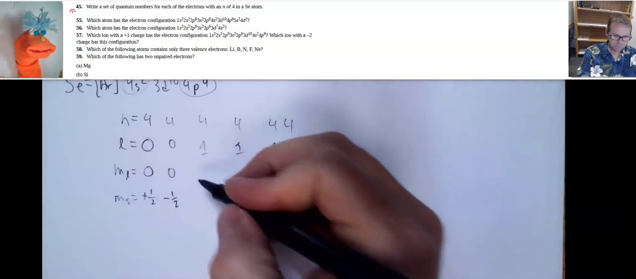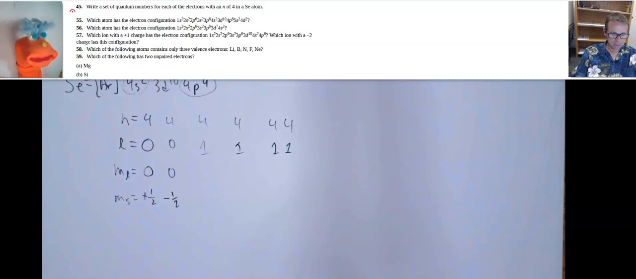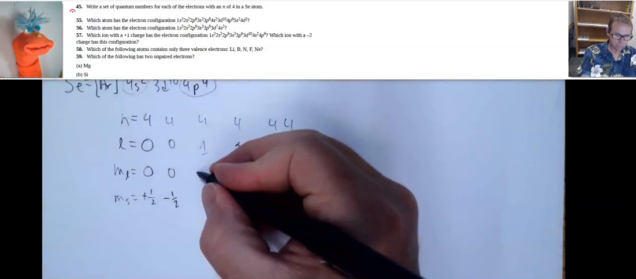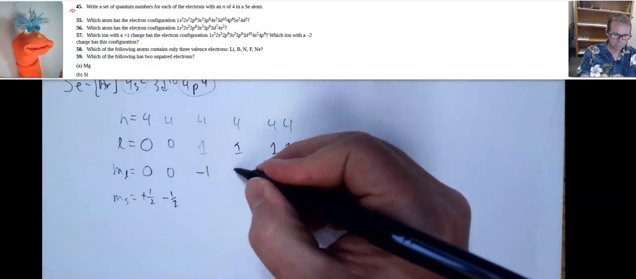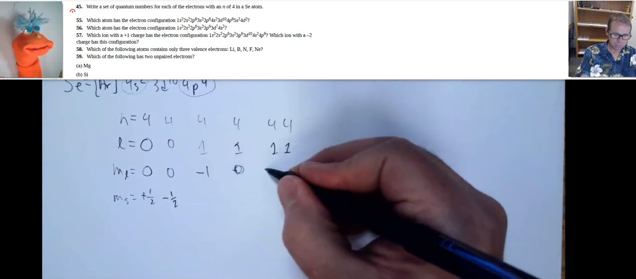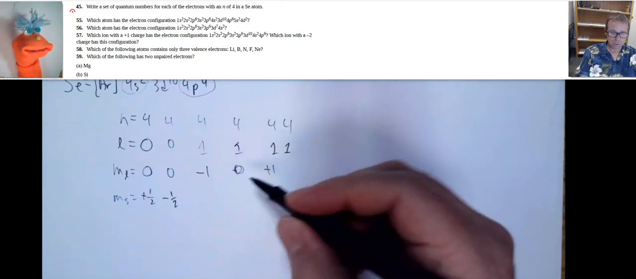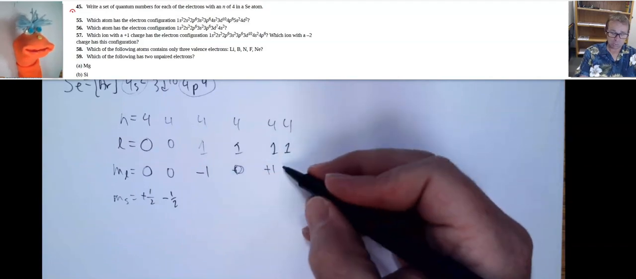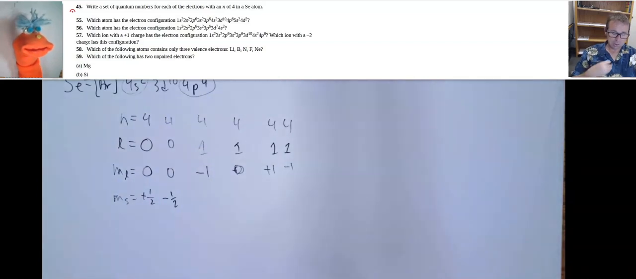What is the M sub L value? M sub L value can be negative 1, 0, or positive 1? That's right. It can range between negative L all the way up to positive L. So if we give this negative 1, this one we'll give 0, and then this one a positive 1, and the last one could be any one of those 3 because it doesn't matter. They're degenerate, meaning their energy is the same. It doesn't matter which one it fills first, but we'll put the second one into the negative 1 because we put that first one there.